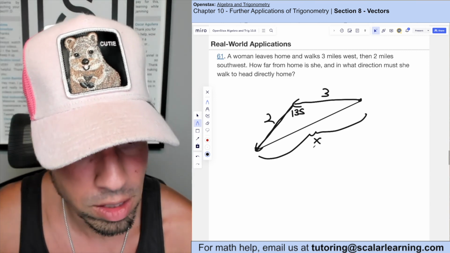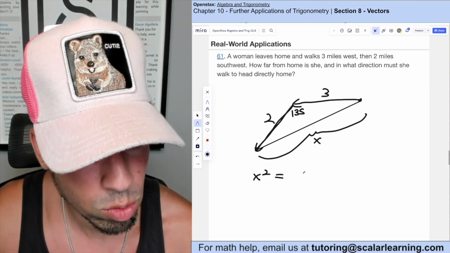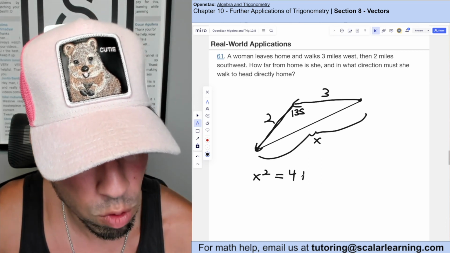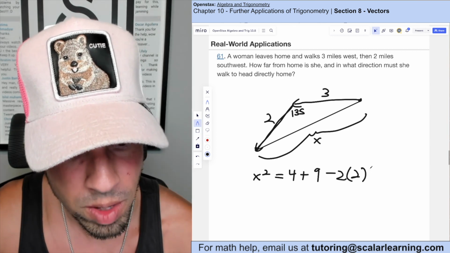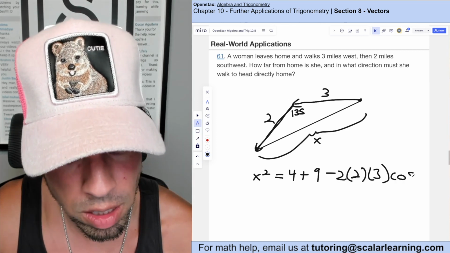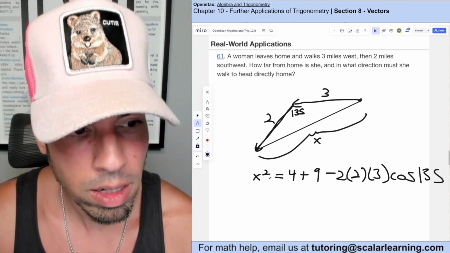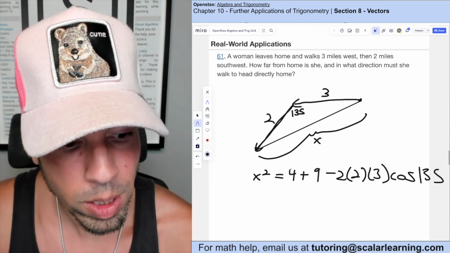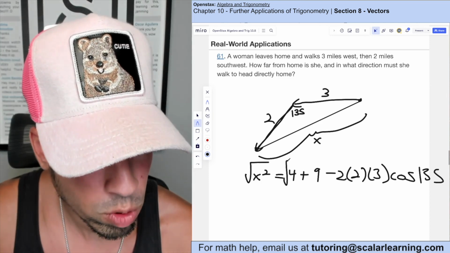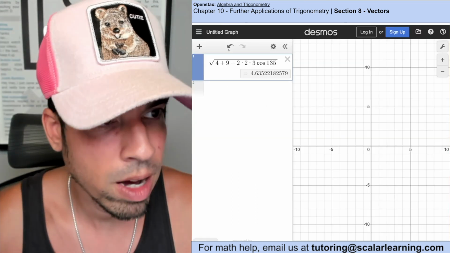If this is x, we can set it up like this. We can say the unknown side x squared equals the known side 2 squared, which is 4, plus 3 squared, which is 9, minus 2 times the known sides 2 and 3 times cosine of that angle opposite x, which is 135. This gives us enough to solve that distance for x. To do this, we can use Desmos, but remember, we have to take the square root of both sides, so let's do that now. And we get 4.635 miles.